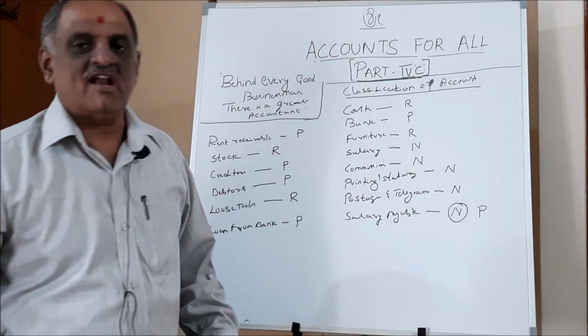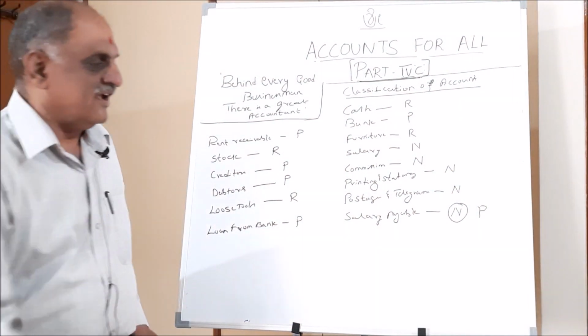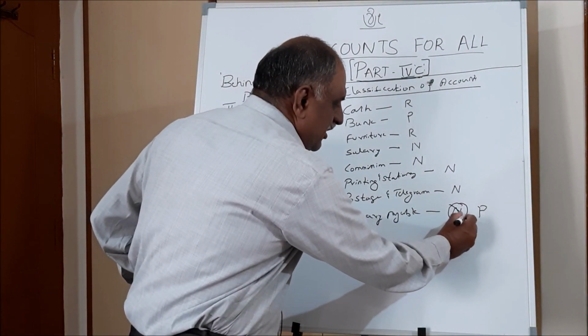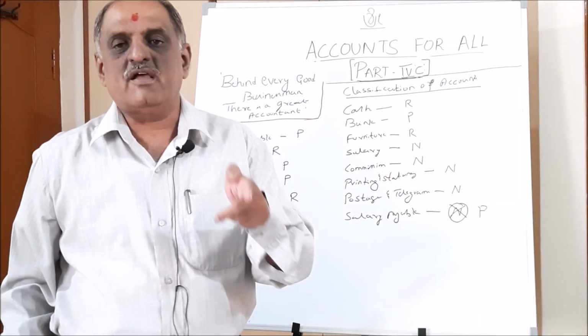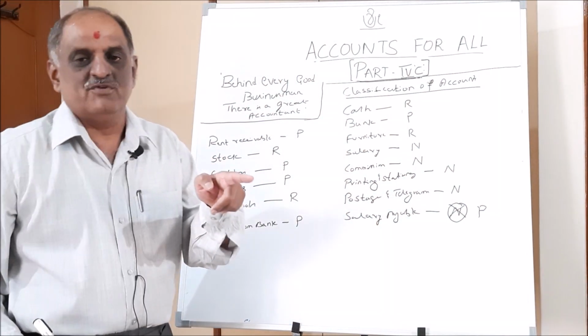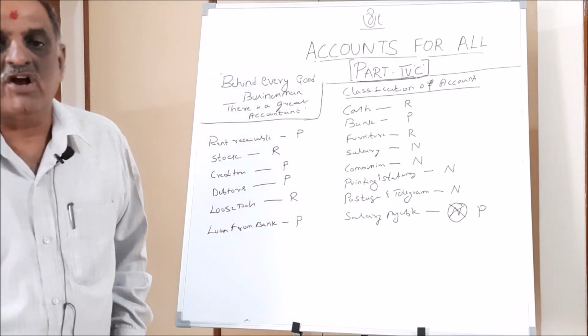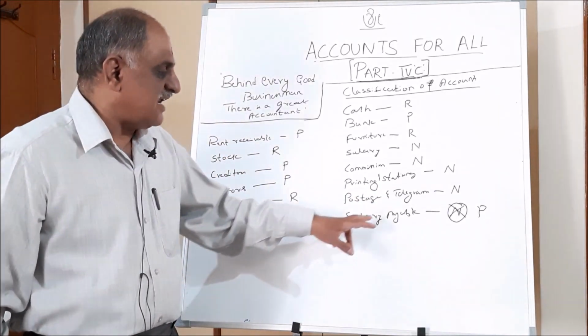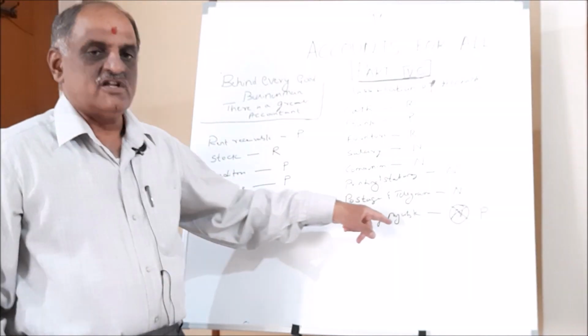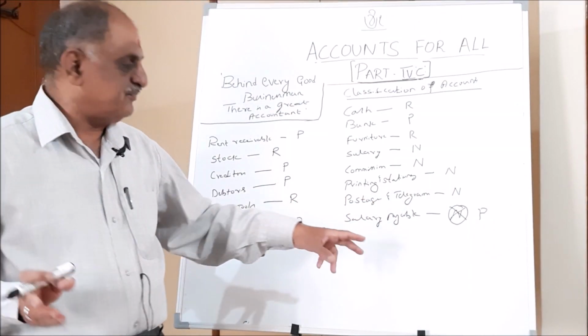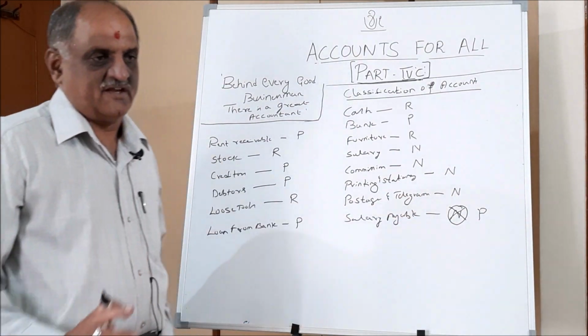It is outstanding. So you cannot call it a nominal account, you will have to call it a personal account. This is what we call a representative account. So when you say salary payable, it is a personal account. All students usually commit this type of mistake while learning.